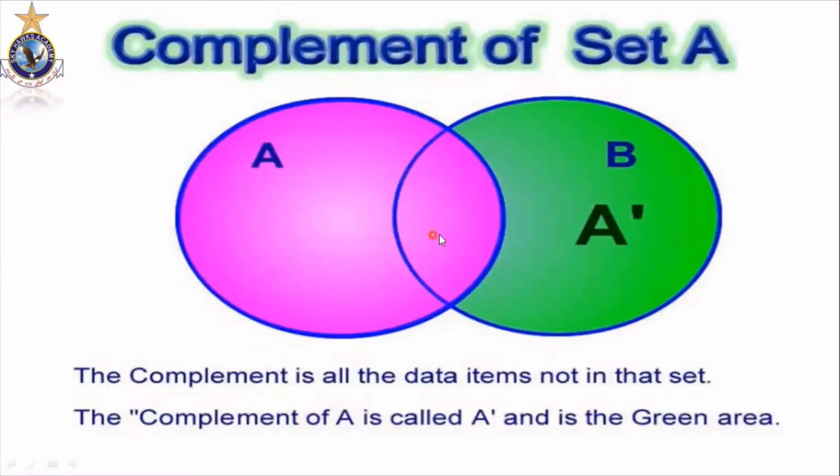Now let's see the complement of a set. It's very interesting. Complement means, when you have the two overlapping sets A and B, the complement of A is each and everything excluding this area. So A complement, we are looking for that. The complement is all the data items not in the set. Negation is also one way to describe the complement. The complement of A is called A prime and is in the green area.